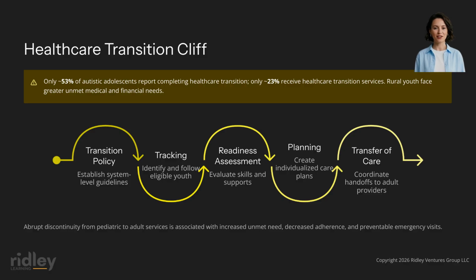Only 40 had had transition discussions with their doctors, and rural youth face greater unmet medical and financial needs. National data show that only about 23% of autistic youth receive healthcare transition services, compared with roughly 50% of youth with other special healthcare needs, though these figures vary substantially by state and health system.